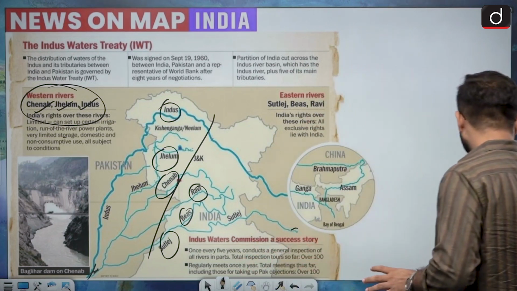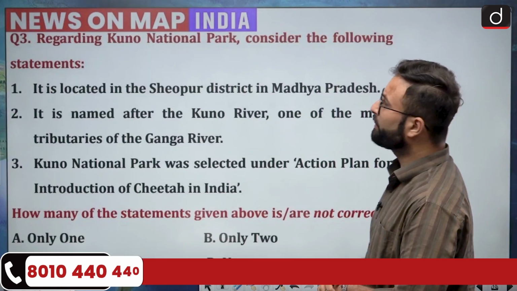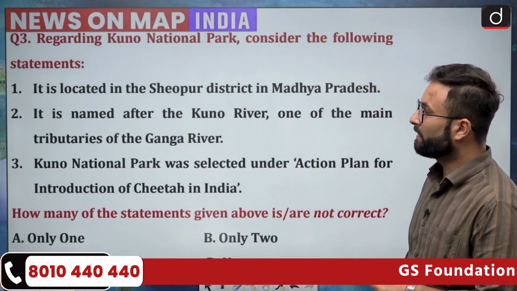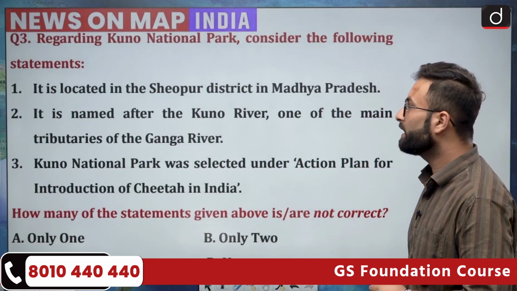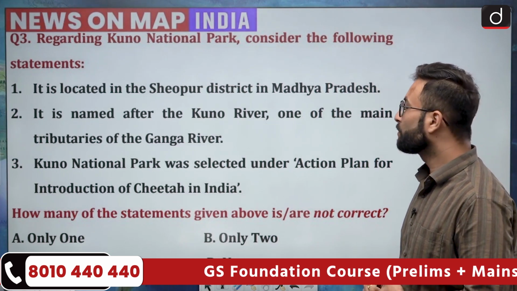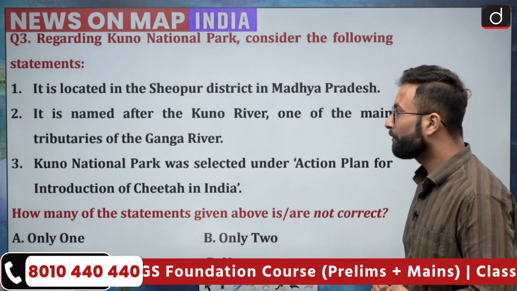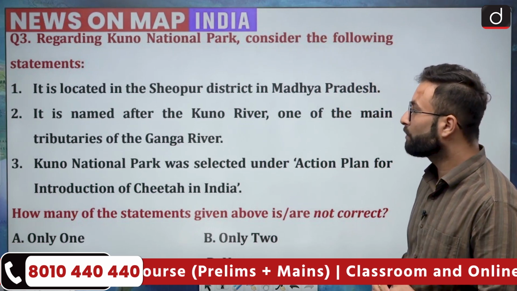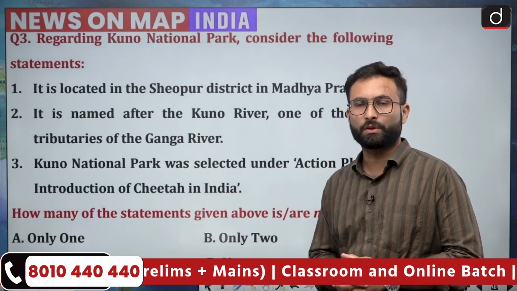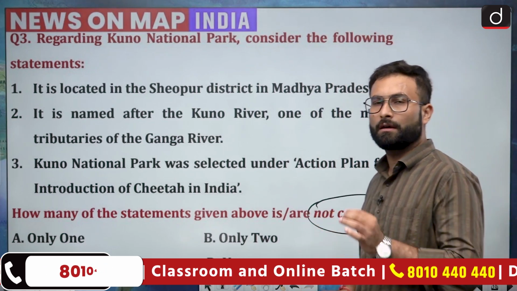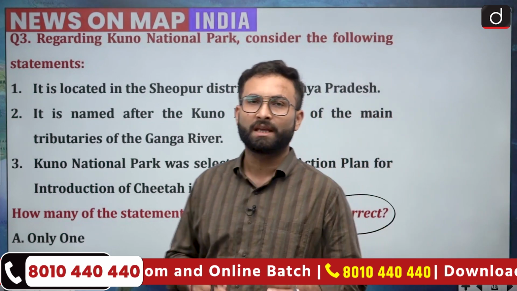Moving further, question number 3. Regarding Kuno National Park, consider the following statements. First statement: it is located in Shivpur district in Madhya Pradesh. Second: it is named after the Kuno river, one of the main tributaries of river Ganga. Third: Kuno National Park was selected under the action plan for introduction of cheetah in India. Now you have to choose the statements which are not correct, that means you have to choose the incorrect statements.